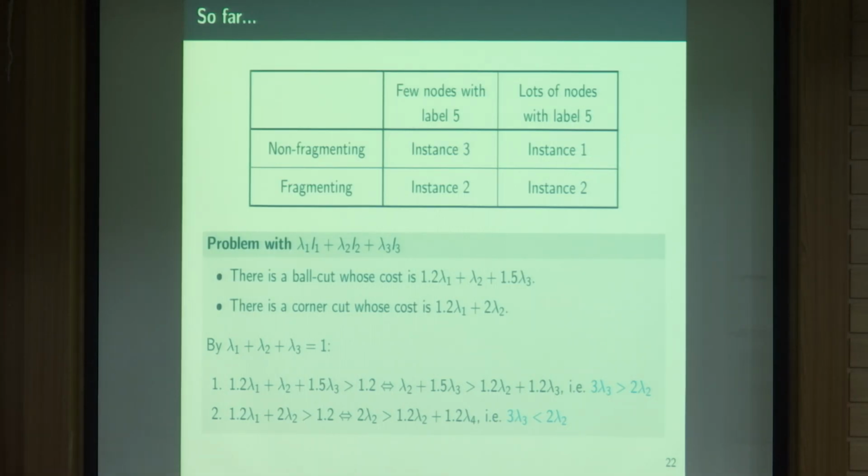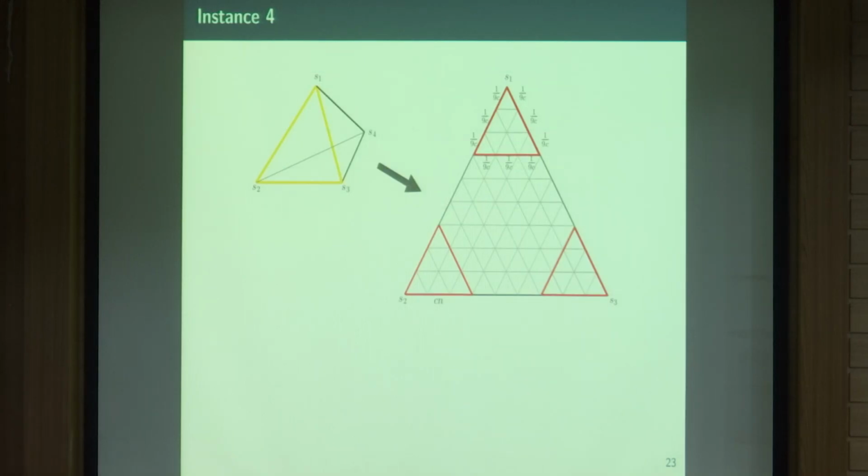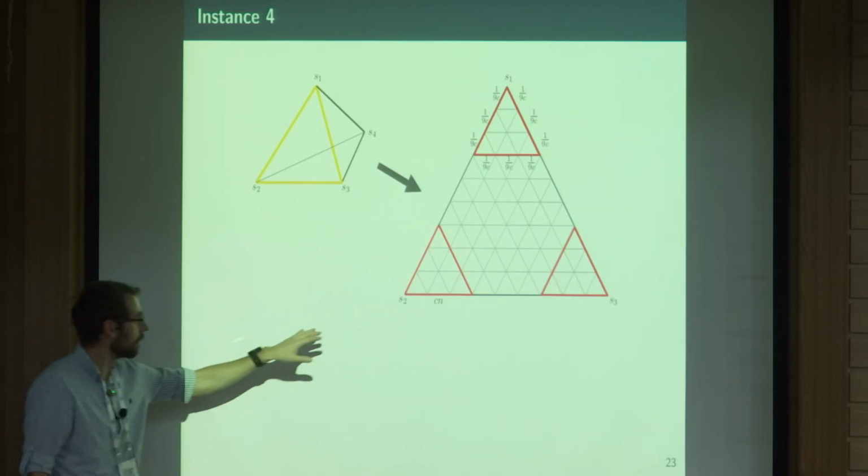So the best you can get out of this is 1.2. So that means that you have to throw in something else. And for that reason, we need a fourth instance, which is again a two-dimensional instance living on the same face of the simplex as before, and it has positive weights only in the corners of this two-dimensional simplex.